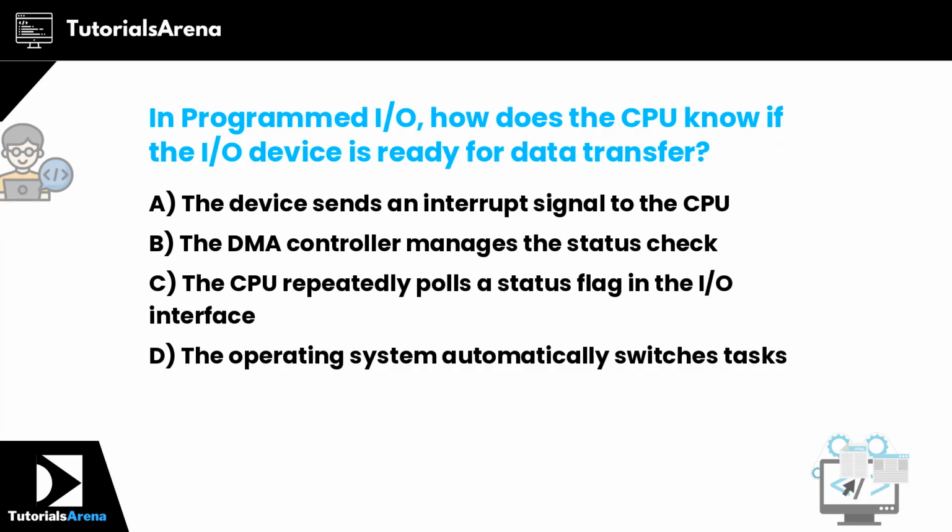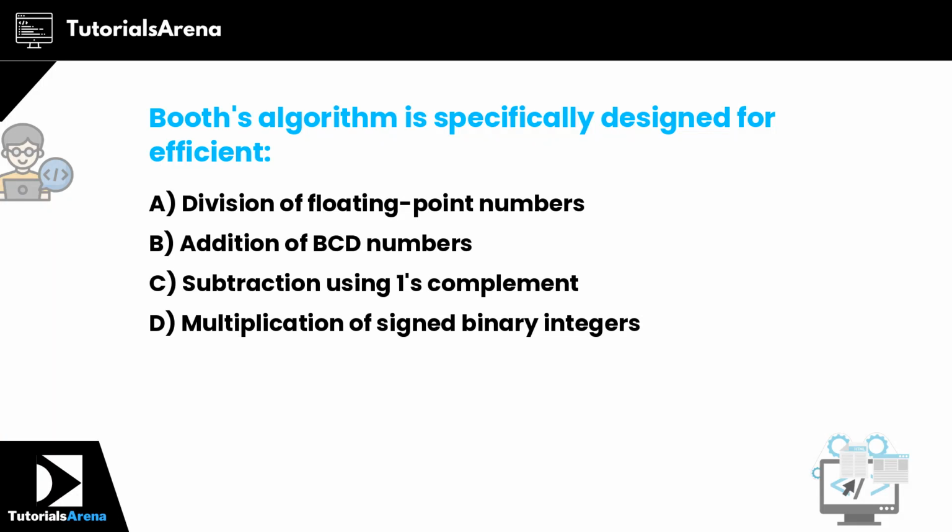In programmed I/O, how does the CPU know if the I/O device is ready for data transfer? The correct answer is option C. The CPU repeatedly polls a status flag in the I/O interface. Booth's algorithm is specifically designed for efficient. The correct answer is option D, multiplication of signed binary integers.